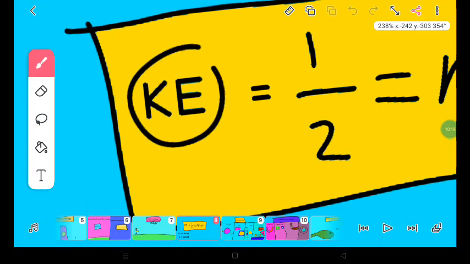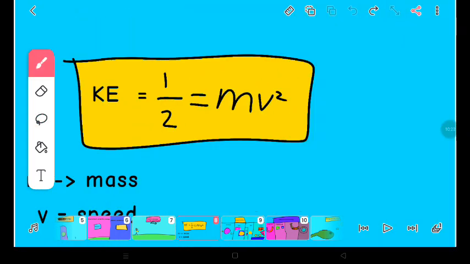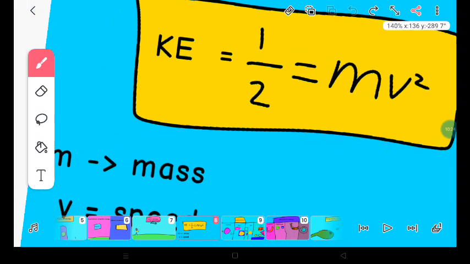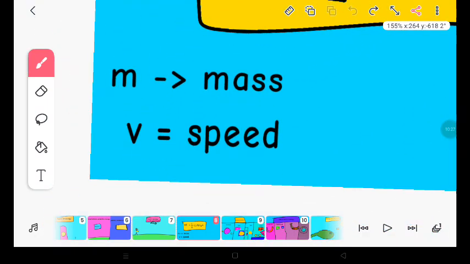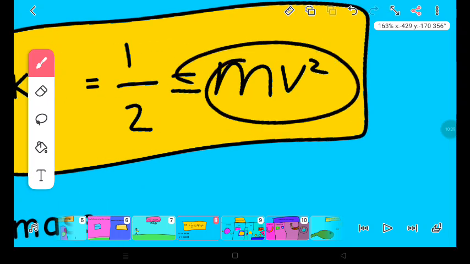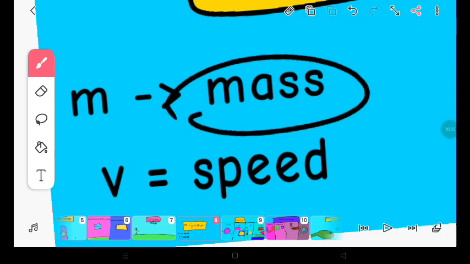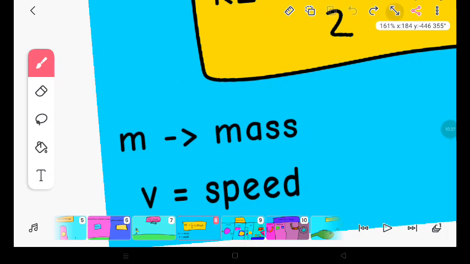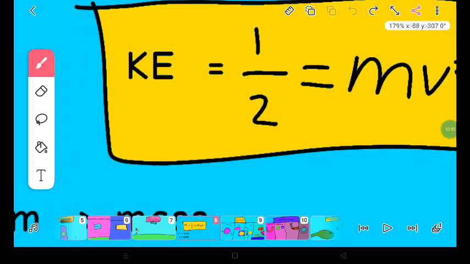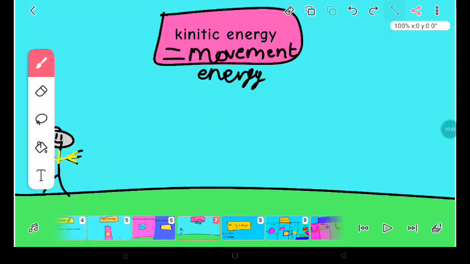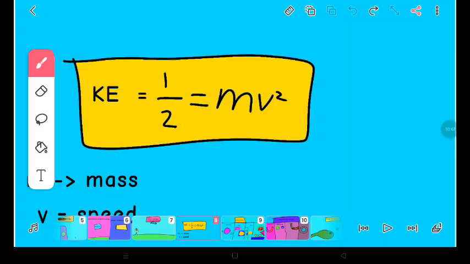So kinetic energy is equal to 1 by 2 m v squared. Oh my god, it's the most confusing definition I've ever heard. I feel so bad for you guys. You guys have to memorize such hard equations. I can't even. Okay. So m means mass and v means speed. Wait, let me see it in the textbook. Okay, yeah, now I understand.